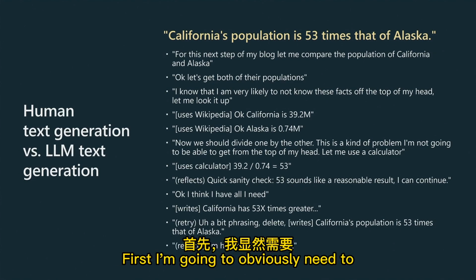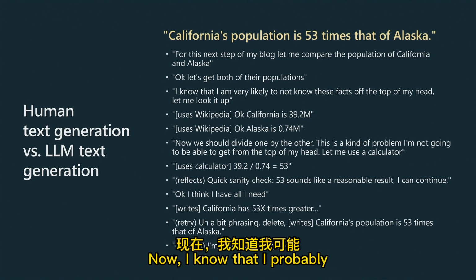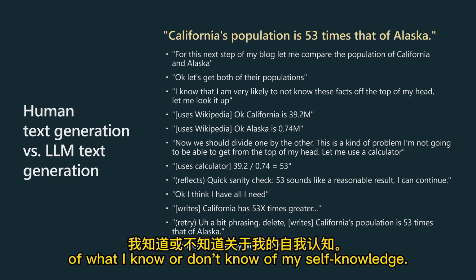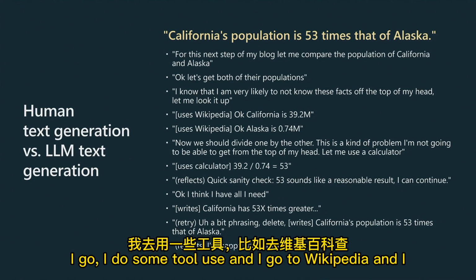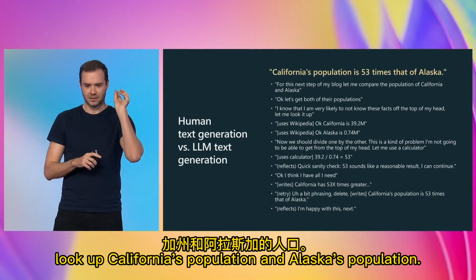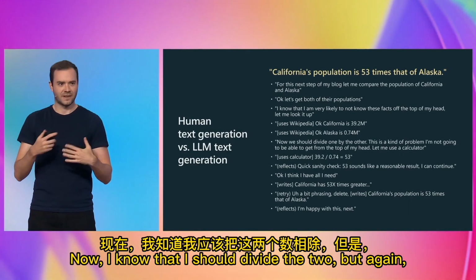OK, first I'm going to obviously need to get both of these populations. Now, I know that I probably don't know these populations off the top of my head. So I'm kind of aware of what I know or don't know of my self-knowledge, right? So I do some tool use, and I go to Wikipedia, and I look up California's population and Alaska's population. Now I know that I should divide the two.